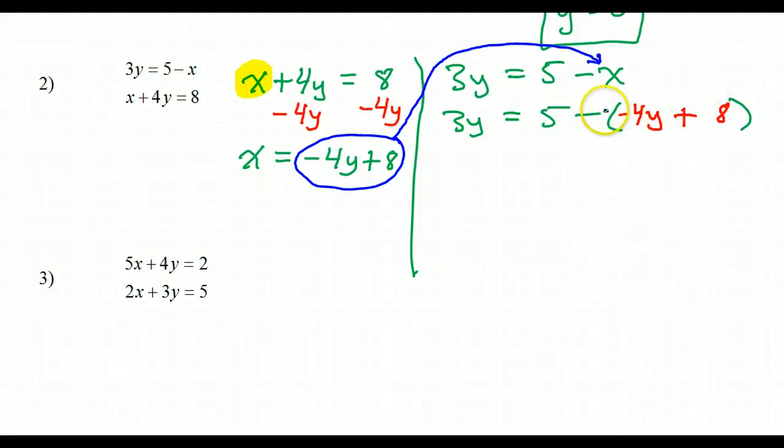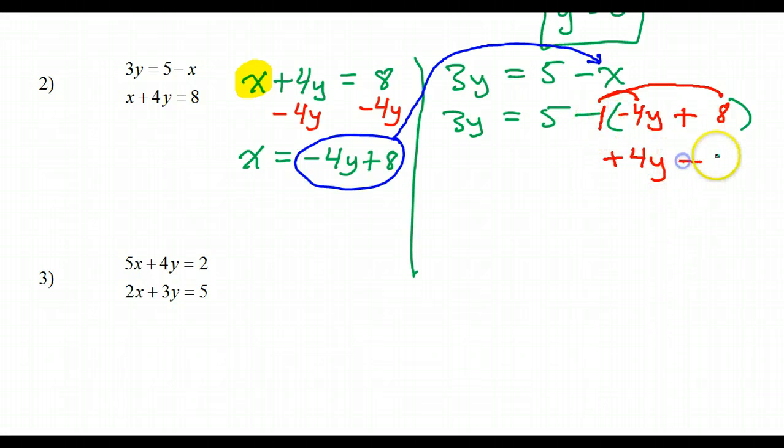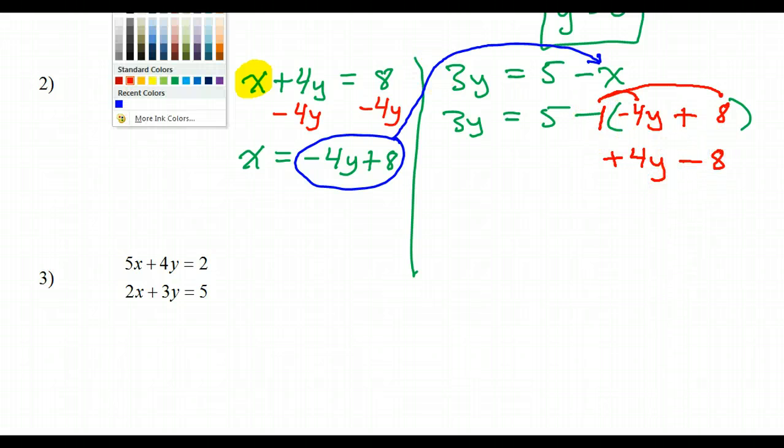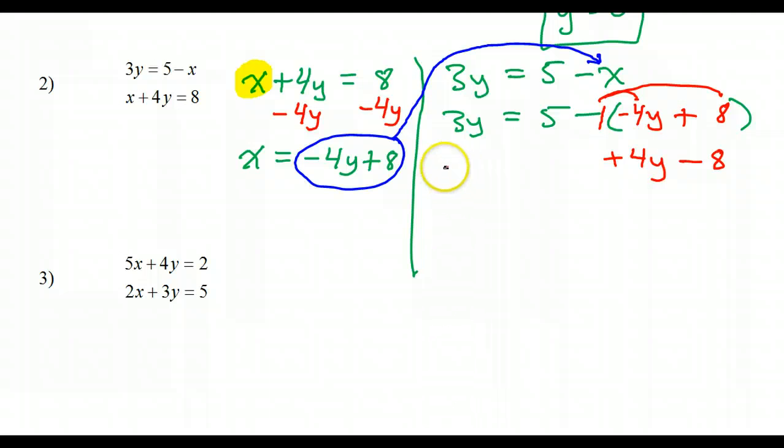Now, just like the last problem, treat this like a -1, and you're going to have to do the distributive property. So, a negative times a negative is a positive. So this is going to make positive 4y and -8, like that. So we will have 3y is equal to 5 plus 4y minus 8.